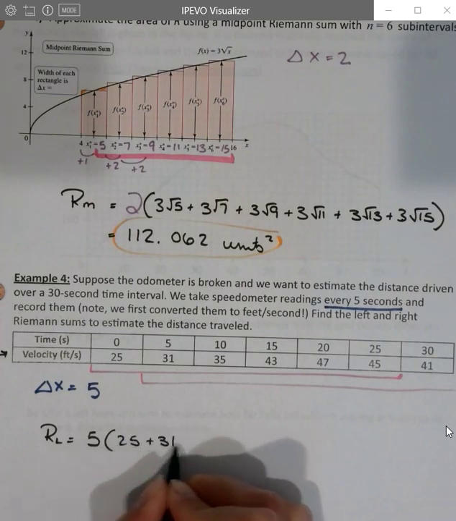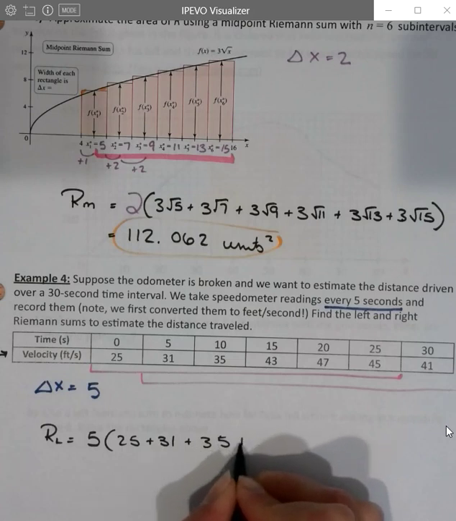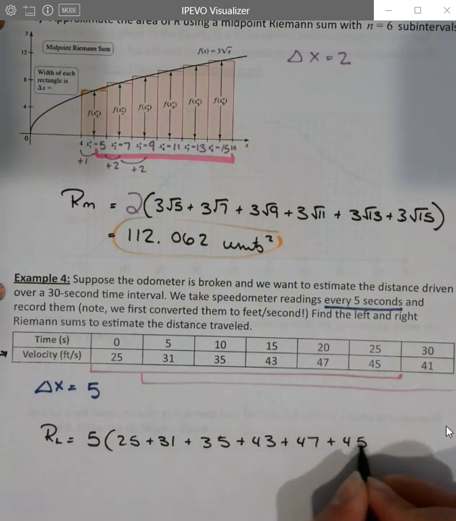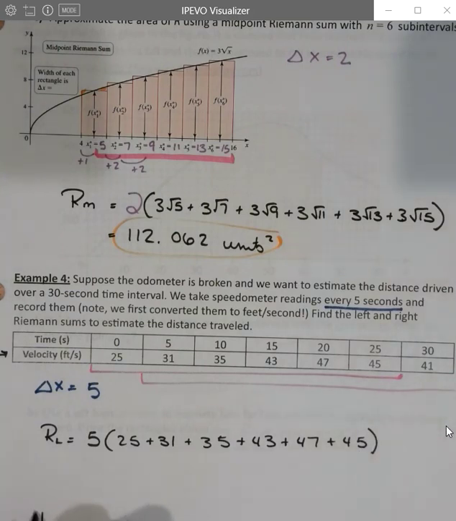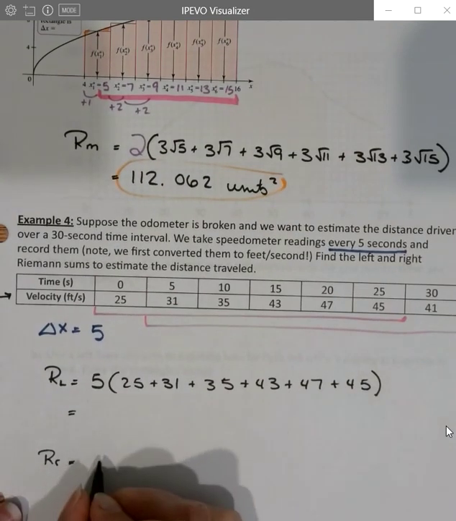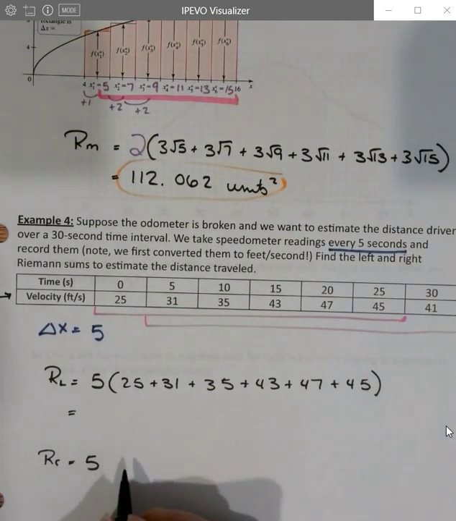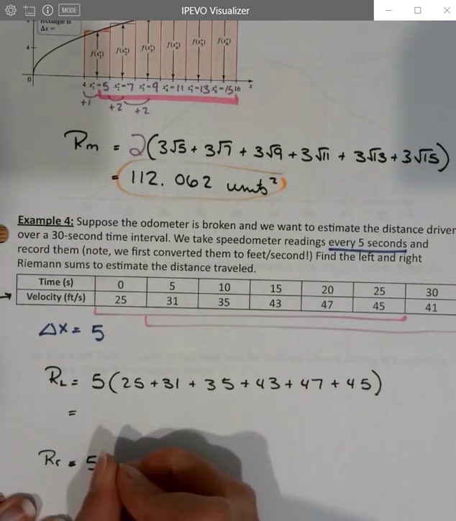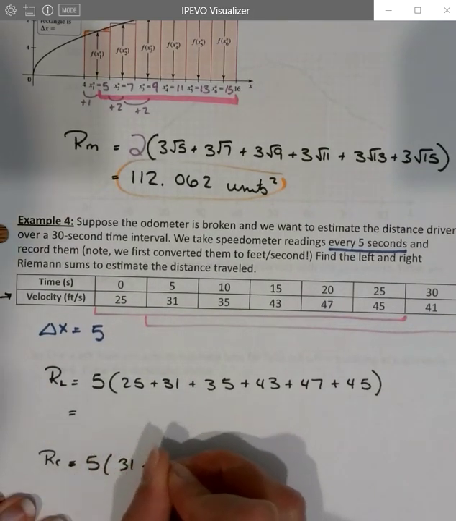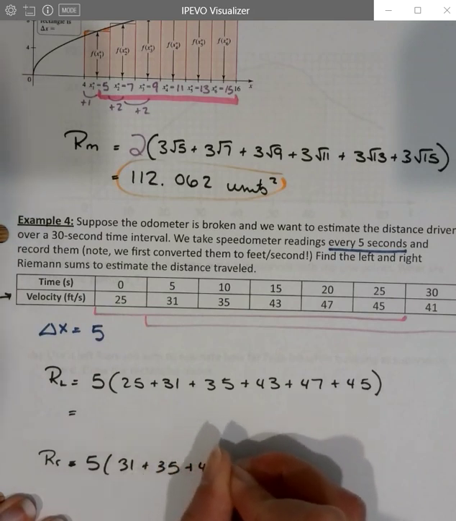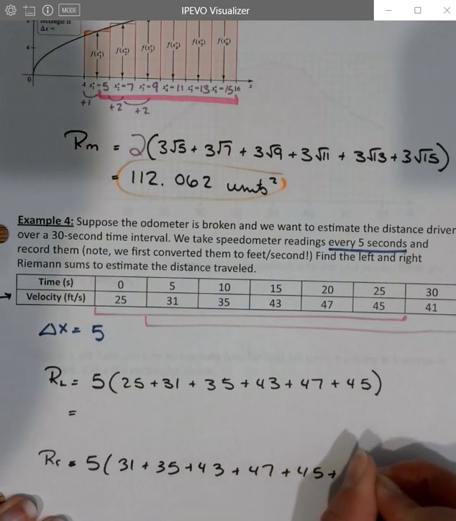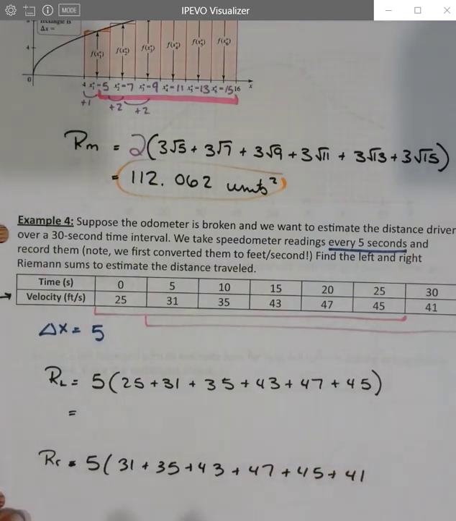So for the left Riemann sum, we'll take our delta x of 5 times 25 plus 31 plus 35 plus 43 plus 47 plus 45. And for our right Riemann sum, it's going to be 5 times 31 plus 35 plus 43 plus 47 plus 45 plus 41. Okay, equals, and we'll find out.